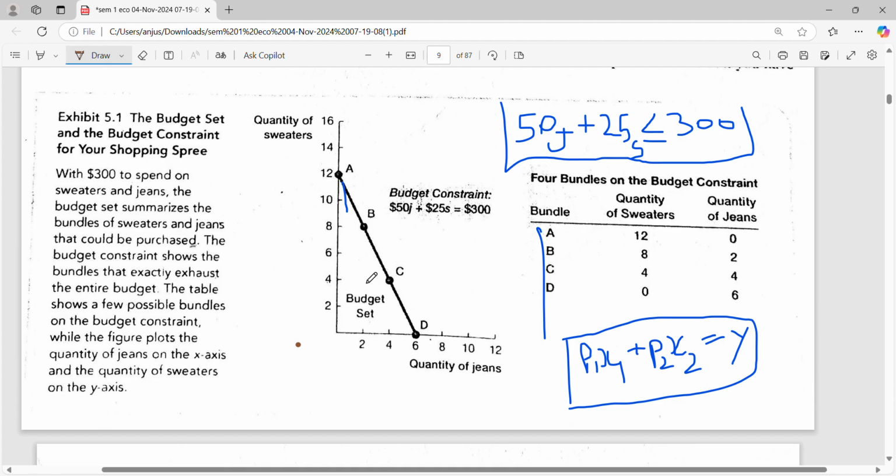Below that comes all the bundles which are under 300. That is, as I said earlier, a combination of 1 jeans and 1 sweater, and the rest of the money you just save. So such combinations which cost under 300 belong to this area, this budget set area.